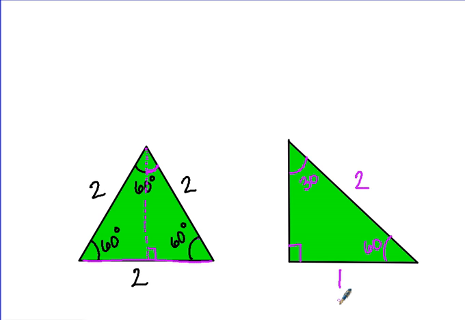And we can use the Pythagorean theorem, a squared plus b squared equals c squared, to solve for our missing side. Now, I'm going to go ahead and tell you what it is, that way you don't have to solve for it. But this missing side is going to be the square root of 3. All right, so we're using the Pythagorean theorem to solve for missing sides.